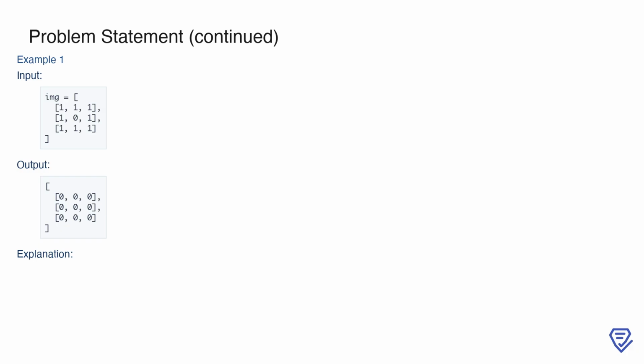Here, the input matrix IMG is a 3x3 grid where all the values are 1, except for the center cell, which is 0. The output matrix, after applying the smoothing operation, is a 3x3 grid where all the values are 0. This happens because for each cell, we calculate the average of the values in the 3x3 grid centered at that cell and then take the floor of the result. Since the values of the surrounding cells are relatively small, and because of the floor operation, all the smoothed values turn out to be 0. This demonstrates how the smoothing filter works to process the input matrix and generate a new matrix with reduced noise.